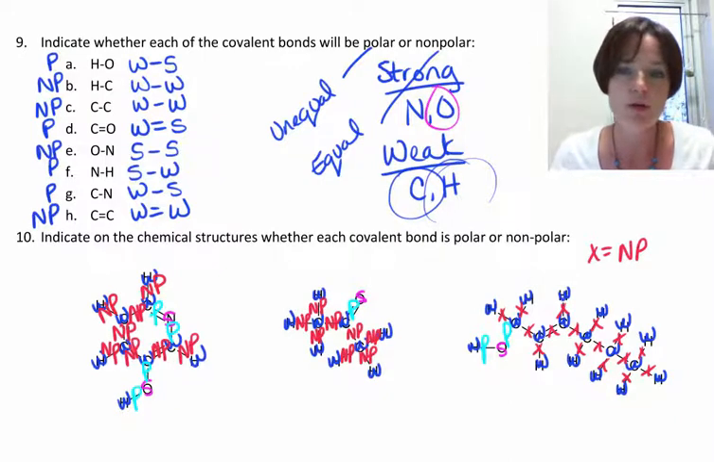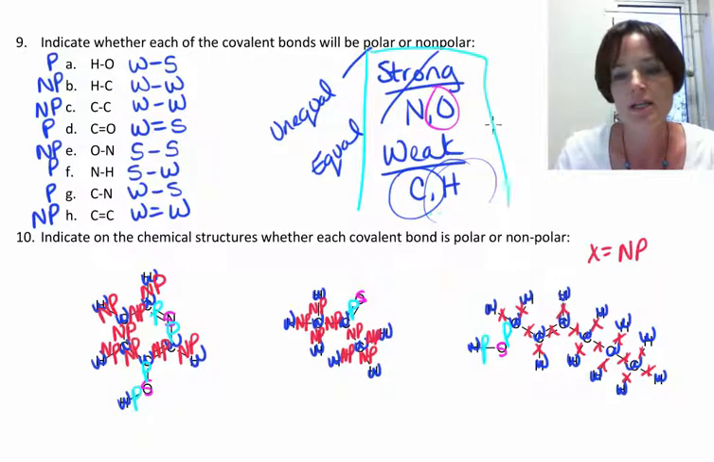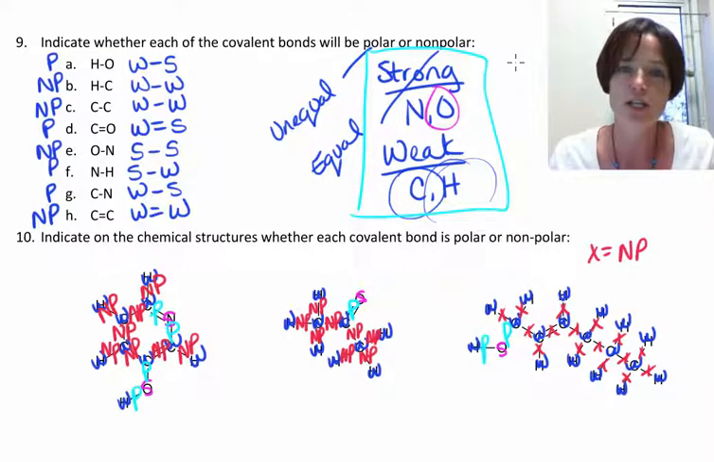So that's how we would go through the molecule and label the bonds as being either polar or nonpolar. Again, the key to labeling that is really memorizing this part right here and understanding that the nitrogen and the oxygen are very strong as far as electronegativity is concerned, and the carbon and the hydrogen are going to be very weak.